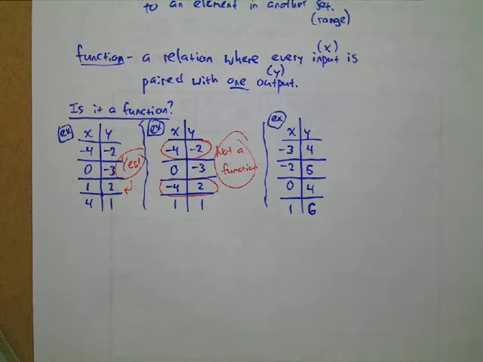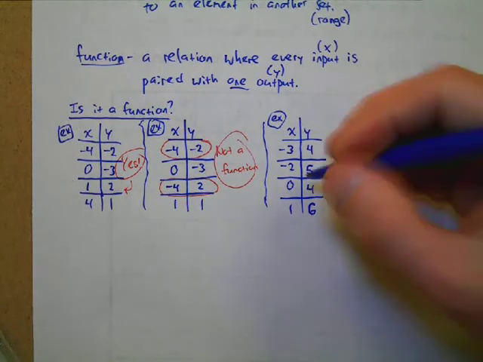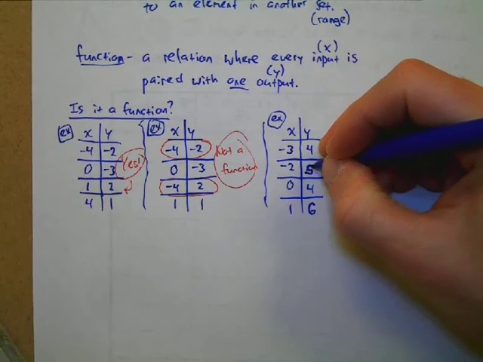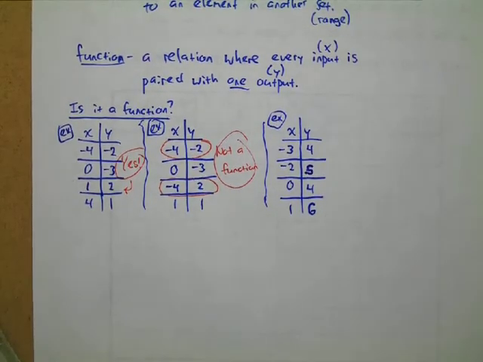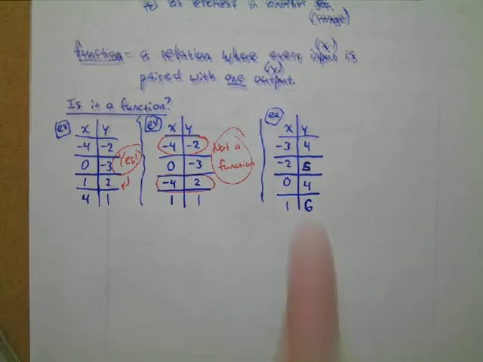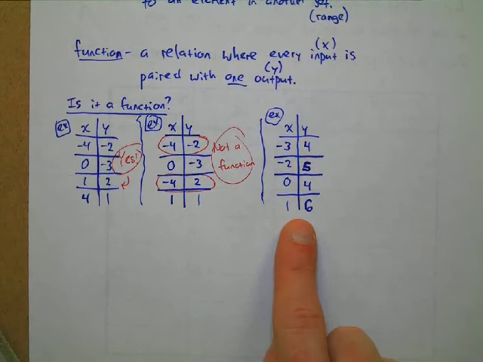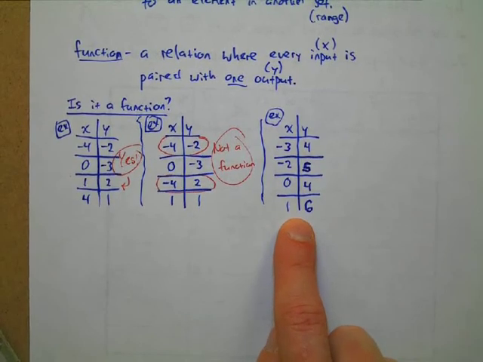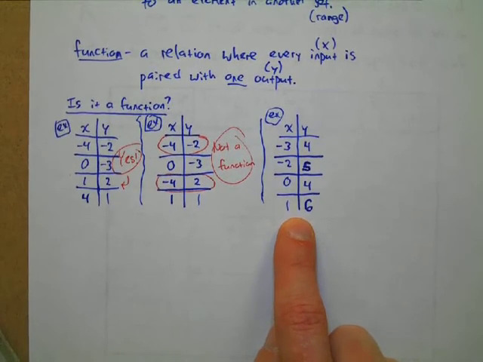So the x values here, negative 3, negative 2, 0, and 1. Y values here are 4, it's supposed to be a 5. Okay. And then a 4 and then a 6 there. Is this relation a function? Is this relation here a function? Is every x paired with one y? No.